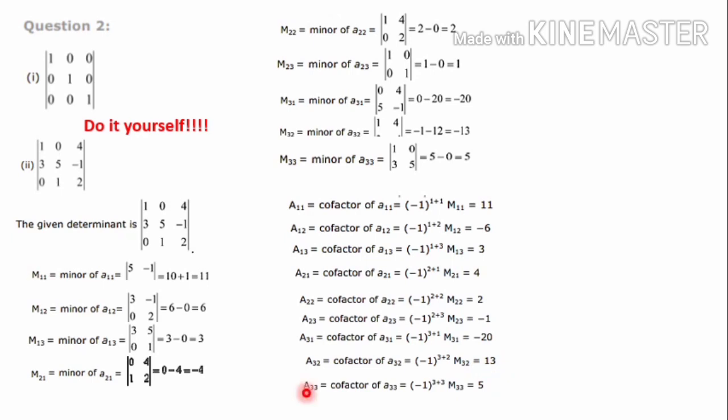And the last element, that is A33, is equal to cofactor of A33, that is equal to minus 1 the whole power row value is 3, column value is 3. So minus 1 the whole power 3 plus 3. 3 plus 3 is 6. Minus 1 the whole power 6 is plus 1 into M33. M33 we have 5 here. So 1 into 5, that is equal to 5. Now we have calculated the minors and cofactors of all the elements of the given determinant.